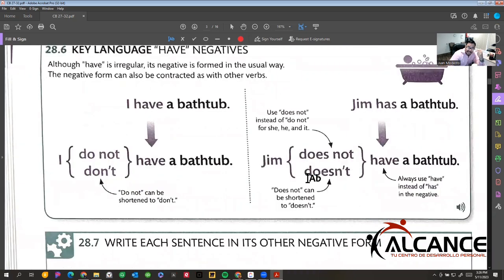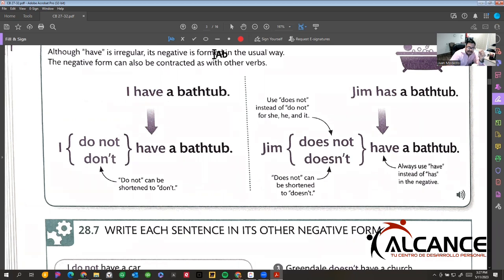Entonces, para decir una negativa that you don't have something, you just use do not for first person and does not for third person. And this one here, está aquí, this one, obviously that one is non-contraction, and this one is contraction. I do not have a bathtub. I don't have a bathtub. Jim does not have a bathtub. Jim doesn't have a bathtub.